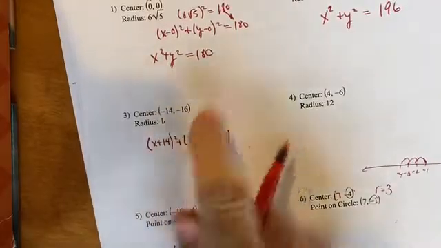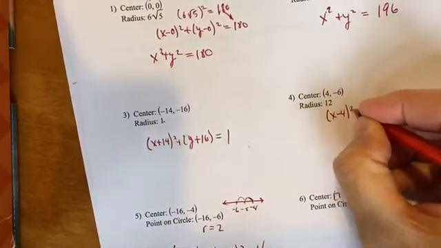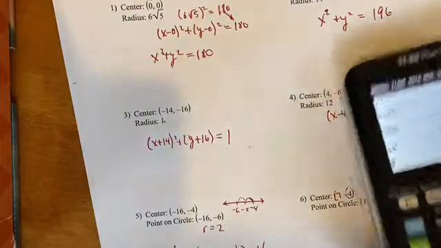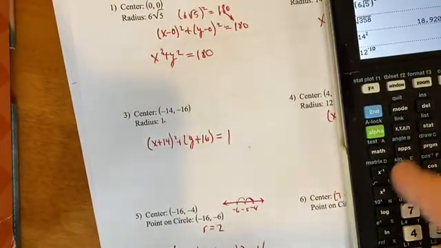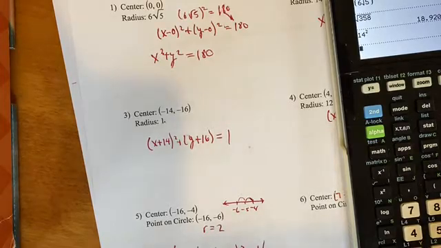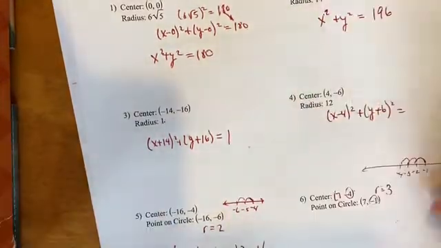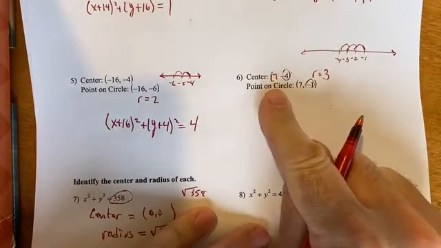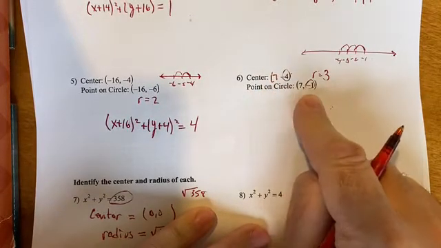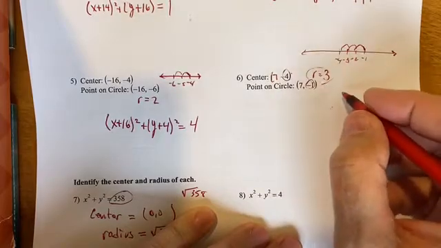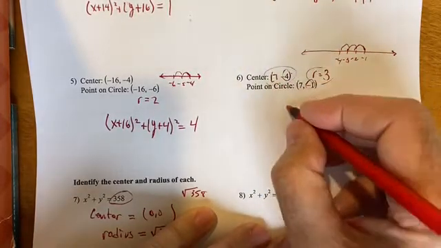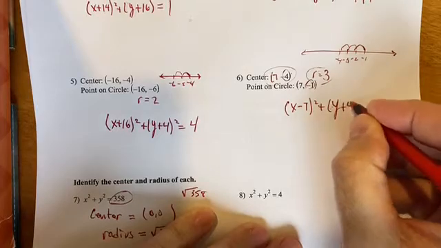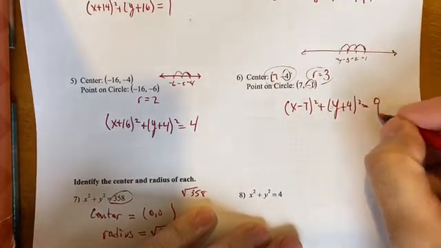Remember, it's opposite sign. So it's (x minus 4) squared plus (y plus 6) squared is whatever 12 squared is. Oops. Let's clear that. 144. Okay. This one I changed, remember? From 6, -4 to 7, -4. And we already found that the radius is 3. We know the center is 7, -4. So it's (x minus 7), opposite sign, (y plus 4) squared is the radius squared, which is 9.